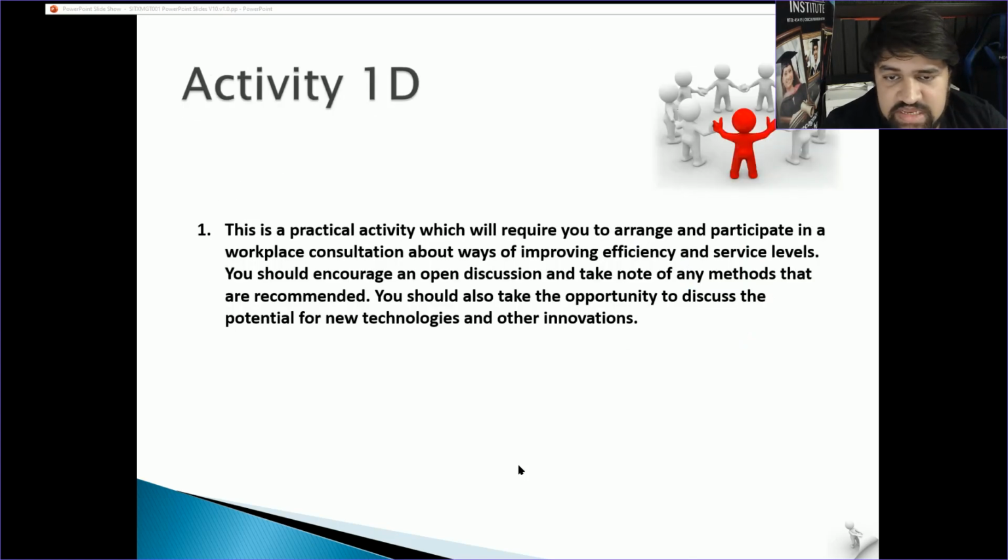So activity 1B, we're looking at you to arrange and participate in workplace consultation about ways of improving efficiency and service levels. You should encourage an open discussion and take note of any methods that are recommended. You should also take the opportunity to discuss the potential for new technologies and other innovations.